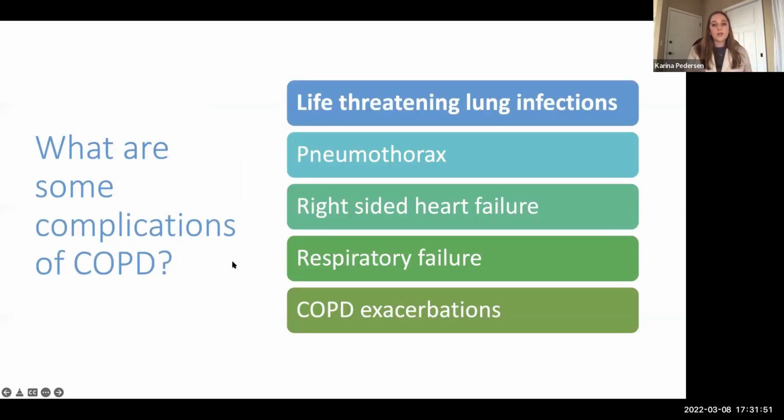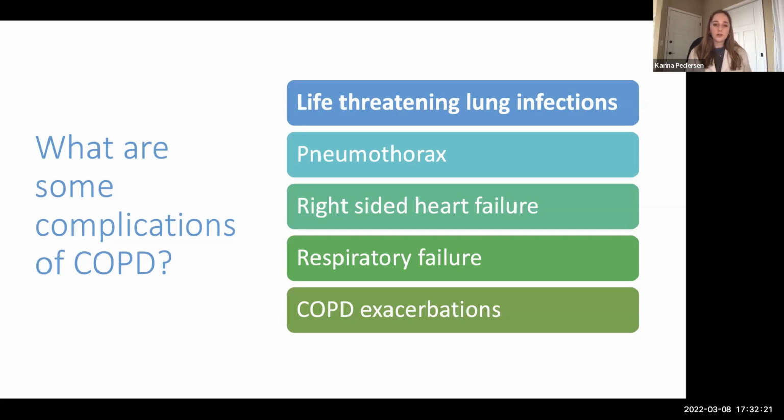So what are some complications of COPD? Life-threatening lung infections are one of the worst complications of COPD. It most often happens in severe COPD when you can't breathe properly and can't get mucus out of your lungs. A lot of times that mucus is almost a breeding ground for bacteria and viruses to get into your lungs. And those often require hospitalizations.